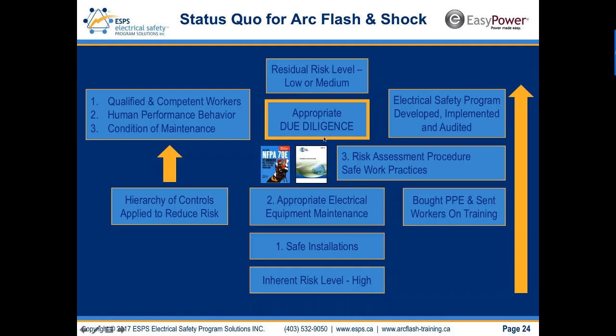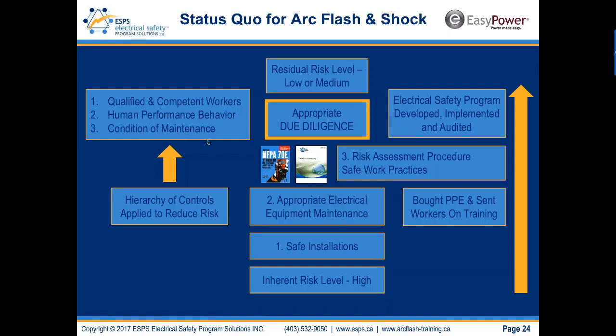An appropriate due diligence applying 70E would require this new risk assessment procedure to be utilized to formalize the application of the hierarchy of controls. And for likelihood of occurrence on the top left, I've highlighted three really important probability components: qualified and competent workers, human performance behavior, and condition of maintenance.